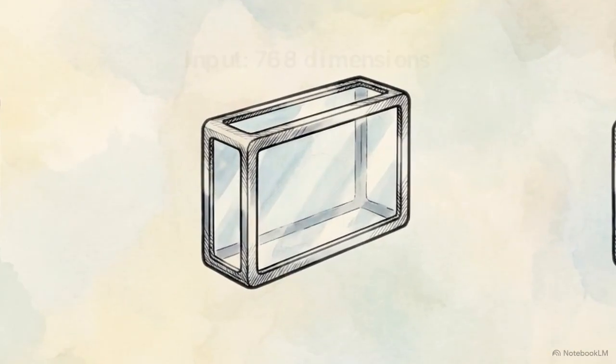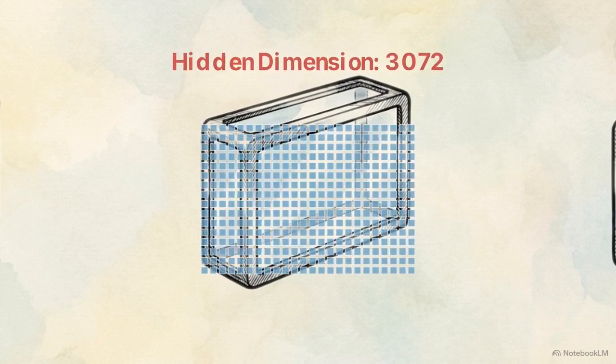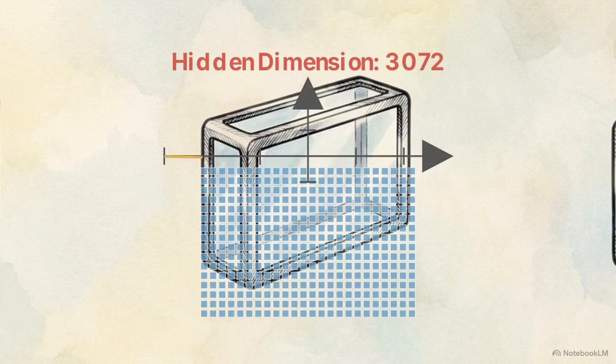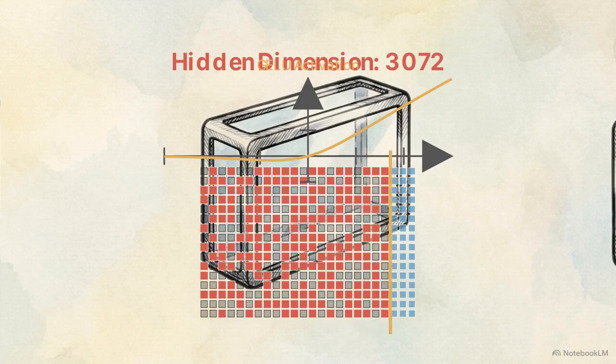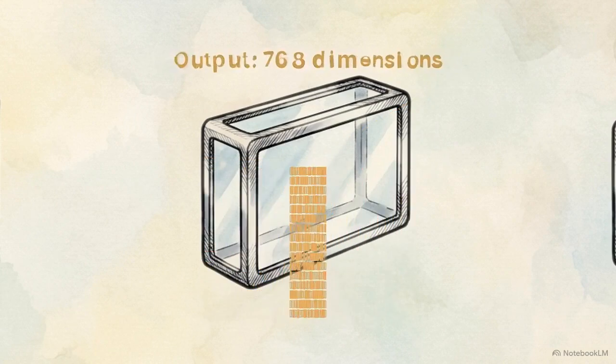Inside the FFN, the vector undergoes an expansion phase. A linear layer projects it from its base 768 dimensions into a vastly larger hidden dimension, typically 4 times its size. This wide representation space allows the model to untangle complex overlapping patterns. Here, we apply a nonlinear activation function, like GELU or squared ReLU. These mathematical curves zero out negative values and scale positive ones, breaking the linearity of the matrix. This nonlinearity is what allows the network to approximate complex human logic.